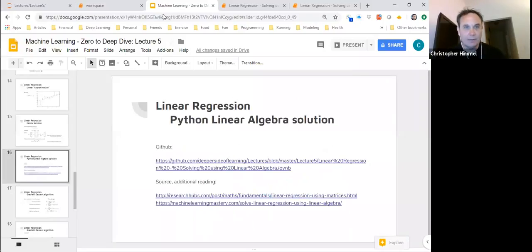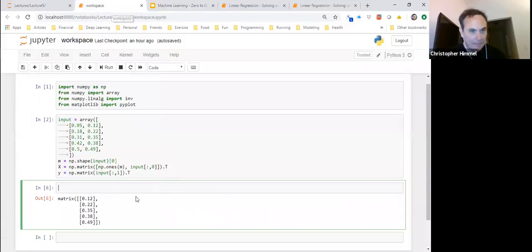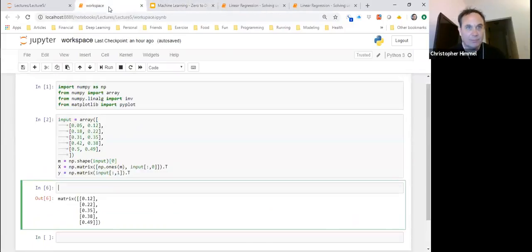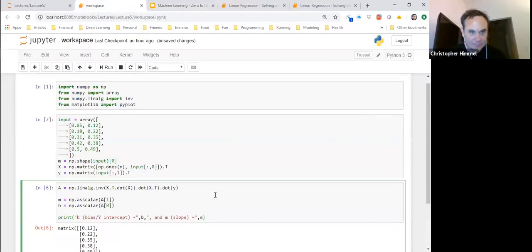Okay, so back to here. All right, the next thing we're going to do is actually do this whole exciting formula, which is taking the inverse of X transpose times X, and we're dotting that with X transpose, dotting that with Y, which is the formula that we had here.